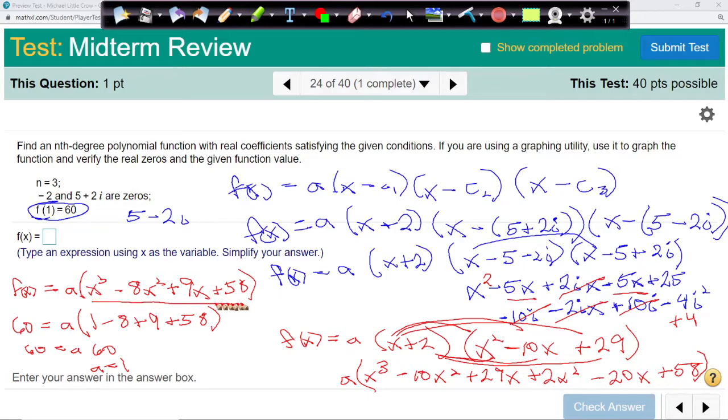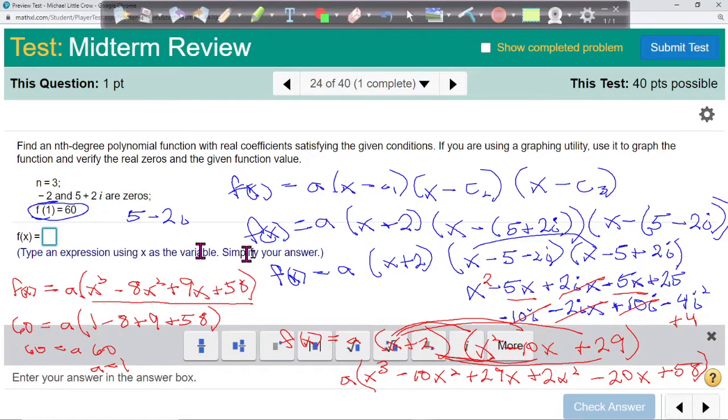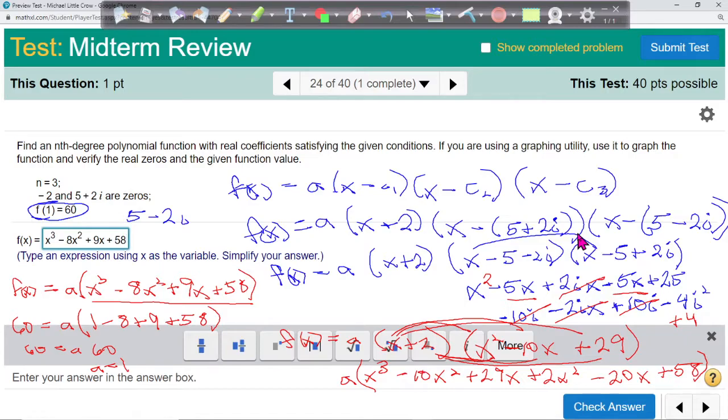So this here is our answer. Let's go ahead and put that in there. And I think that's all we need to do. x cubed minus 8x squared plus 9x plus 58, and that'll be our answer.